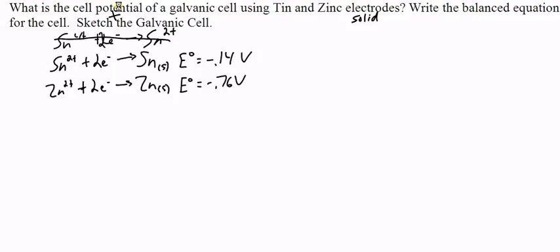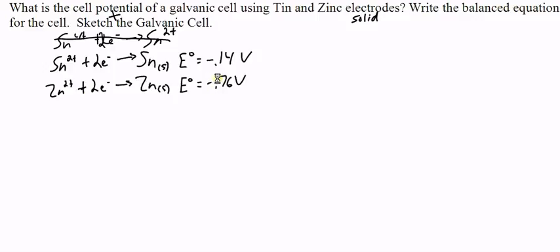Now again, my goal is to have a positive cell potential. That is what's going to allow the electrons to move. Those two electrons are being given up by the tin or taken up by the zinc, so one of them is going to have to change its perspective. Two electrons are definitely being transferred, and we know that because these two numbers agree.